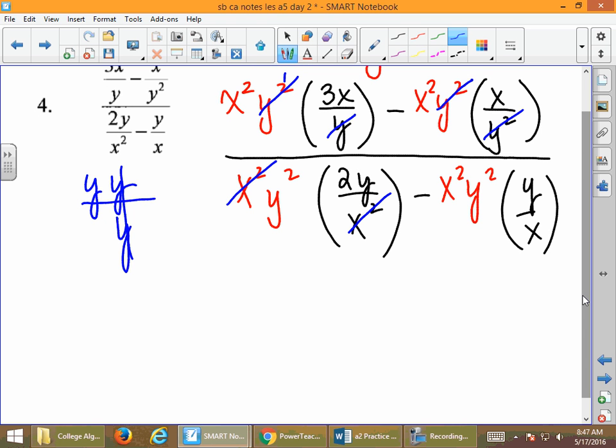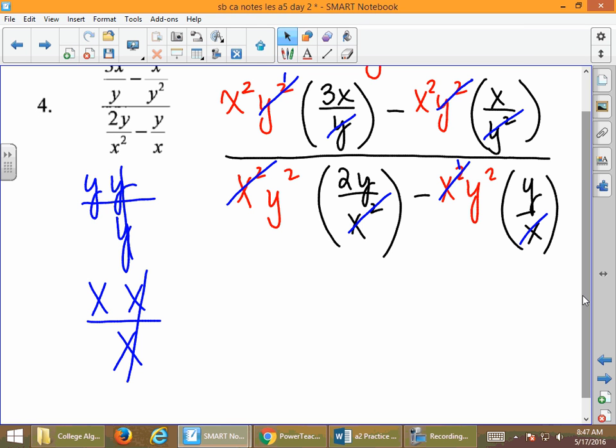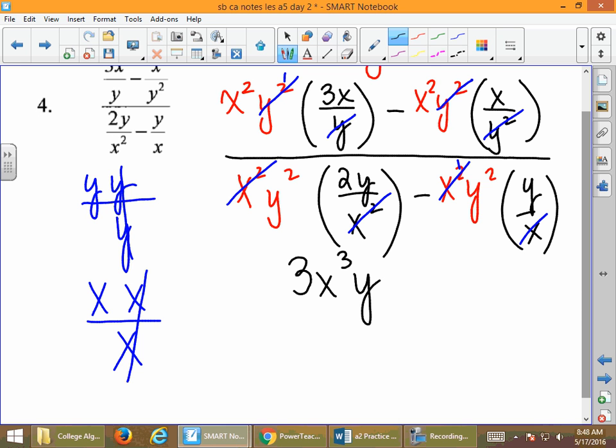When simplifying, we have x squared divided by x. If you're confused with the exponents, write it out the long version: x times x is x squared, divided by x. And then again, we can slice off one of the x's. So now when we put this back together, we've got x squared y times 3x, which is 3x cubed y.